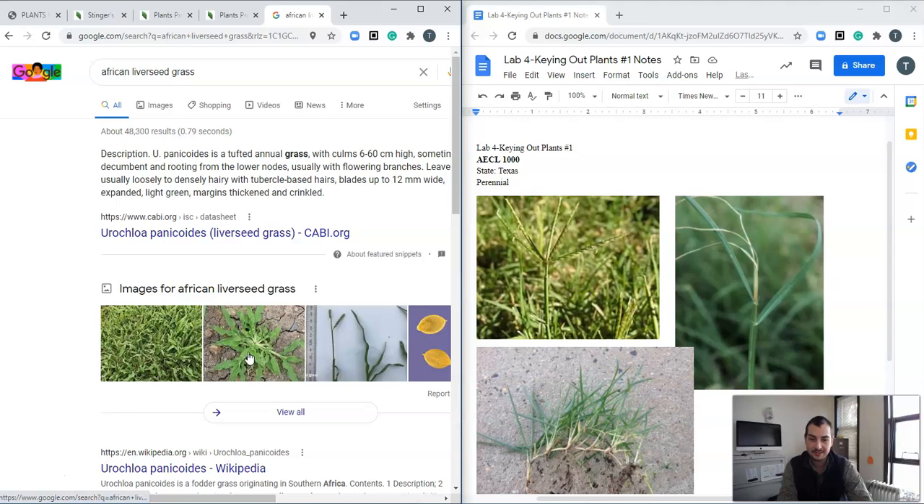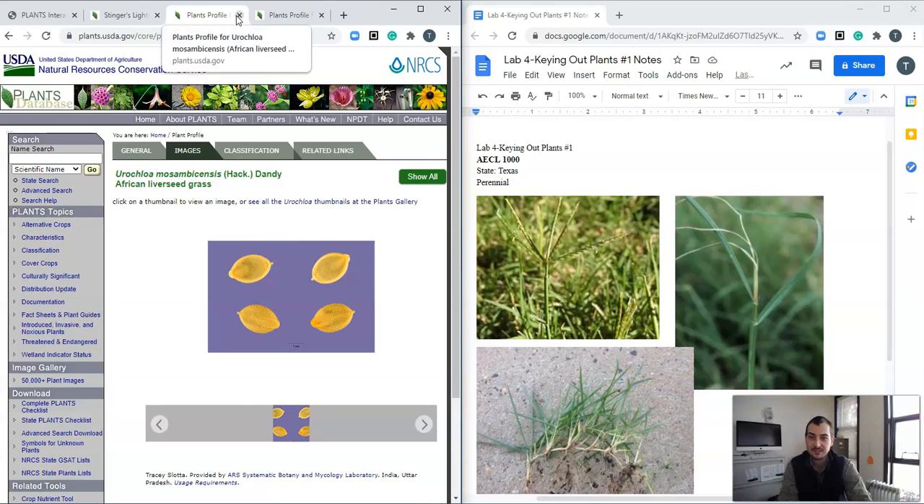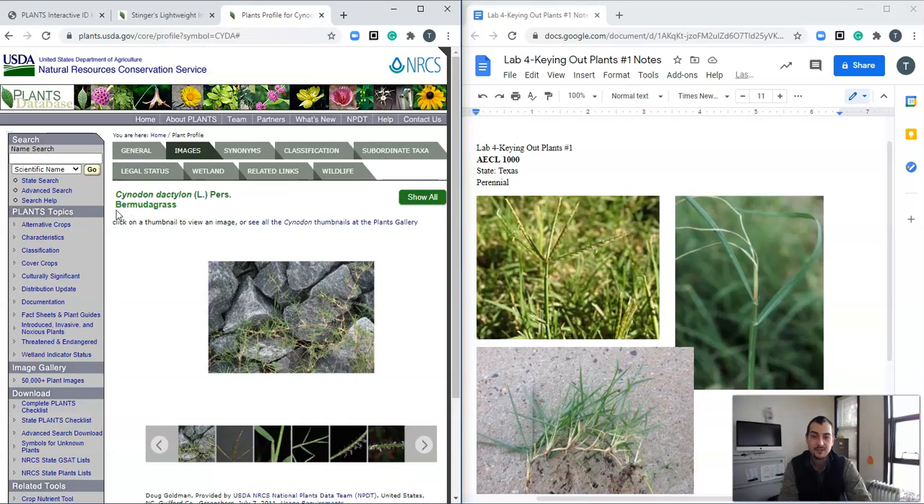So if we look at this African liverseed grass, we're pulling up images, and that really does not look like our grass at all. The leaves look off on it. So we're going to say that, no, it's not going to be African liverseed grass. That leaves us with one type of grass, and that's going to be Bermuda grass. So we have now successfully taken this picture, identified the key parts of this plant, and identified what that plant is.